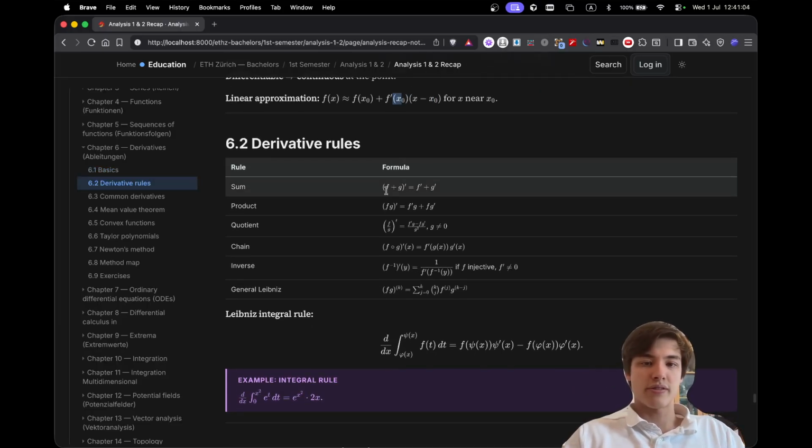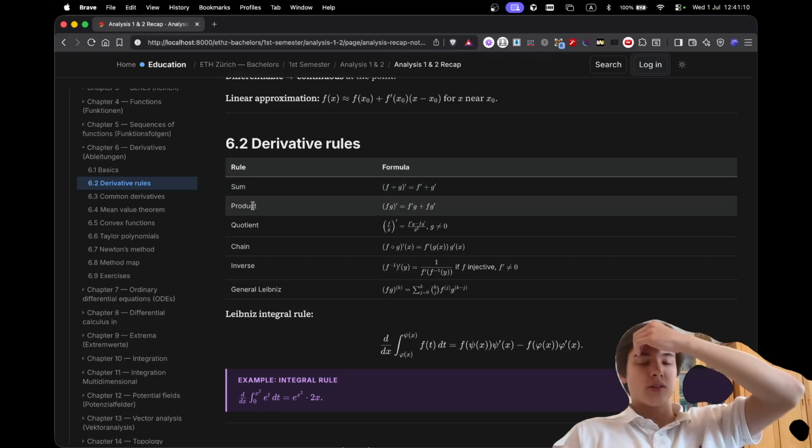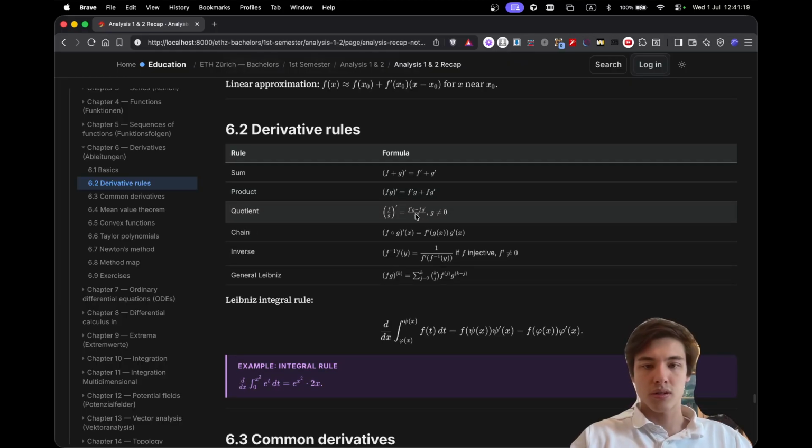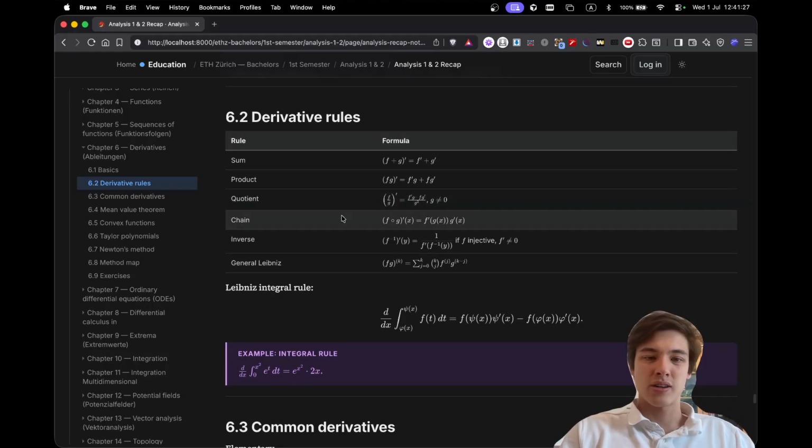Some rules. If we have sums, the derivative is just taken separately. If it's a product, we have the product rule: the first one derived times the second non-derived, and the other way around. Quotient rule, this can be remembered. If not, you can turn it into a product rule, and then you should get the same. Chain rule of f and then g, so g is the inside function. And we have f prime of g times g prime. We see that a lot for substitutions.